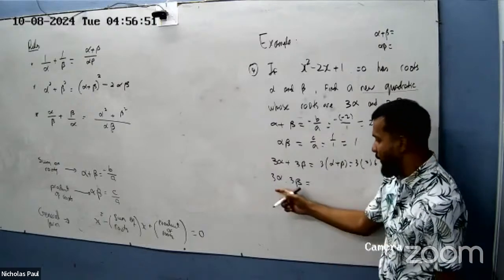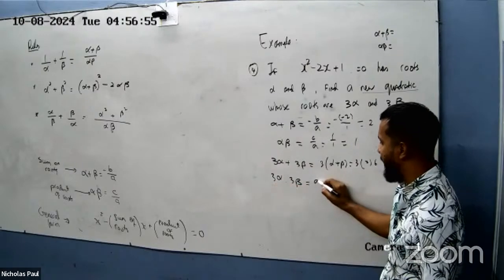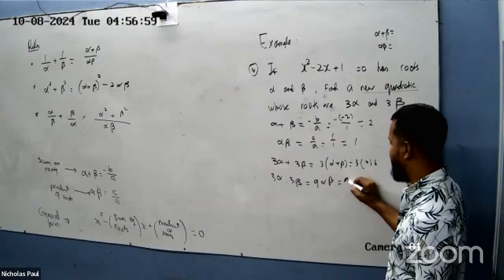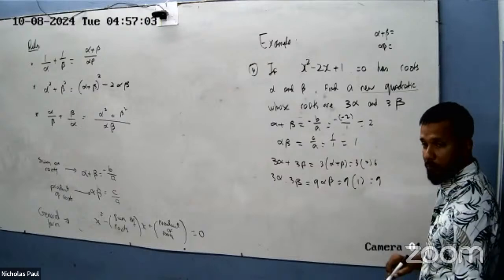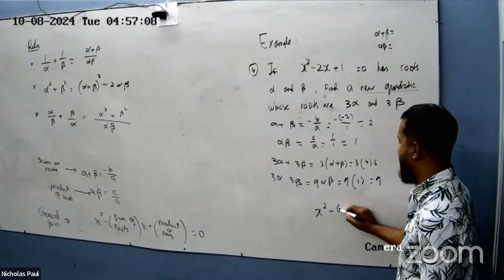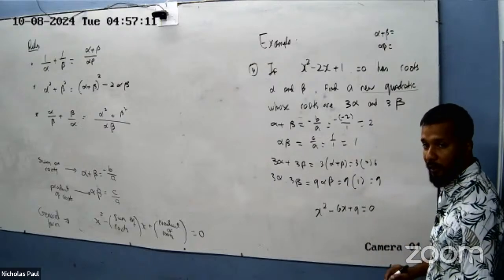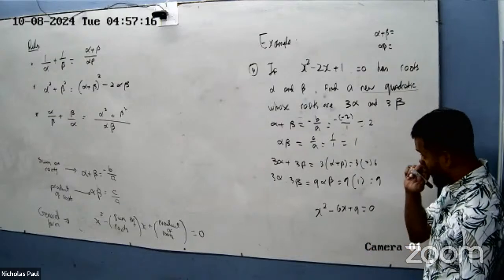When you're working on this here, you have to multiply properly. 3 by 3 is 9. Alpha by beta is alpha beta. So that will be 9 by alpha beta, which is 1. So you get 6 and 9. So the equation is x squared minus 6x plus 9. You have to write this last part here. So we get to write the equation.